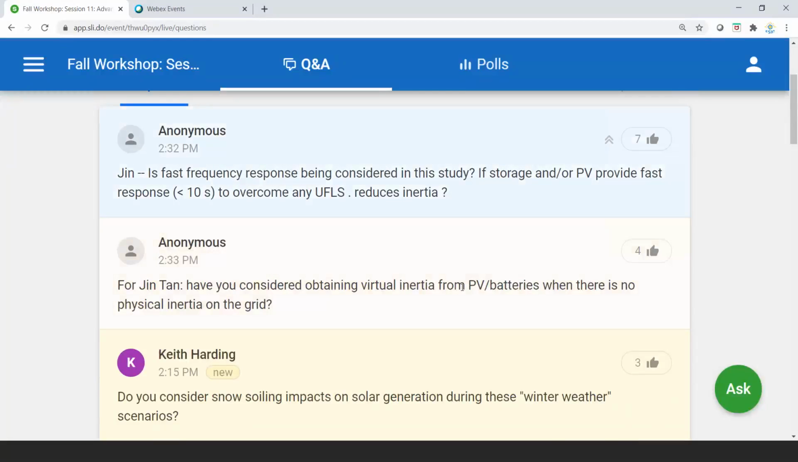Thanks, Aidan. In our project, yes, we will consider those fast frequency responses. But in the study I present here, we haven't considered fast frequency response from the inverter-based resources. If our assumption changes when the PV and the storage provide a fast frequency response or virtual inertia, like some other people asked, it definitely could let the system survive under much less inertia conditions. This is one thing we are going to continue to do, this type of study, under our project.